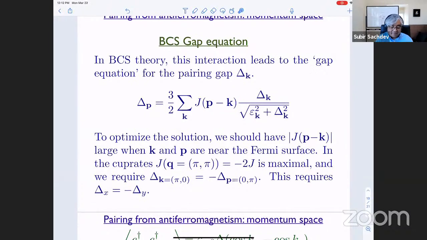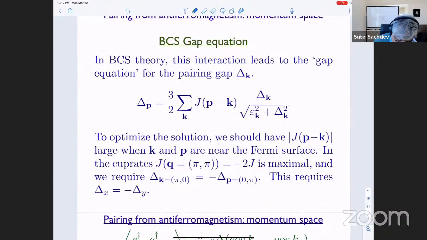And it comes in this kind of interesting way. Delta depends on K, but it's not the same K on both sides. So it's like you have a pair with momentum K. Since the interaction depends on the momentum, you go from momentum K to momentum P, and then you end up with momentum P there. So the interaction has momentum J of P minus K.